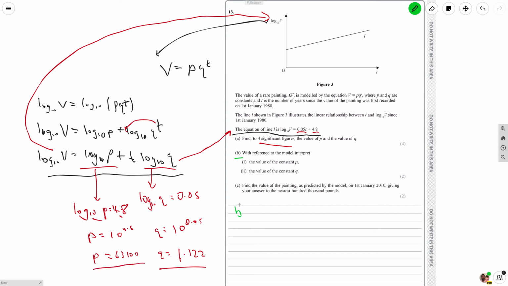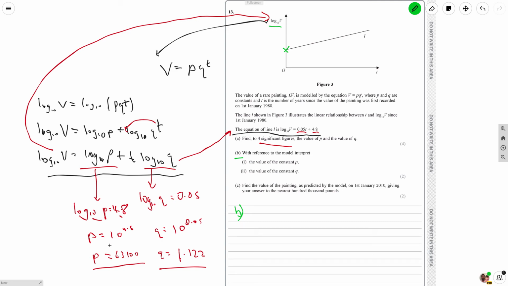So moving on to part B, we need to interpret the values of the constant P and the constant Q in terms of the model. In this model, V is the value of a rare painting, and T is time. P and Q are just these constants that we've found. If you reference the straight line graph, this point here is going to be log to the base 10 of V, the value of the painting at t equals 0. So this gives us the value of the painting at t equals 0, but the log to the base 10 of that value.